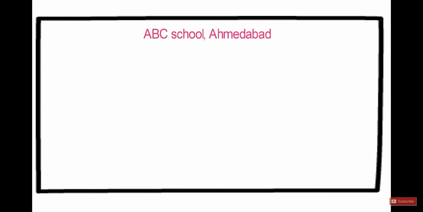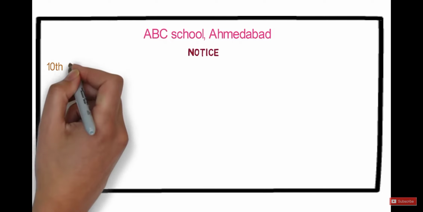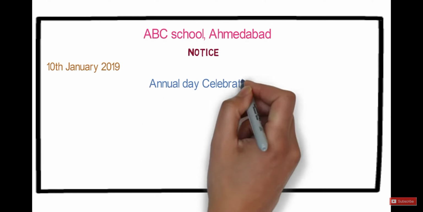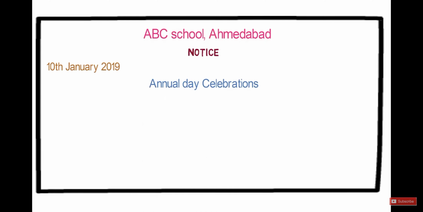Then we need to write the word notice just below the school name. Then we will write the date on which the notice is being issued. Let's say it's 10th January 2019. Then we will write the title of the notice. Here we will write Annual Day Celebration. After the title comes the main part of the notice, which is the body. Here we can write in this way.